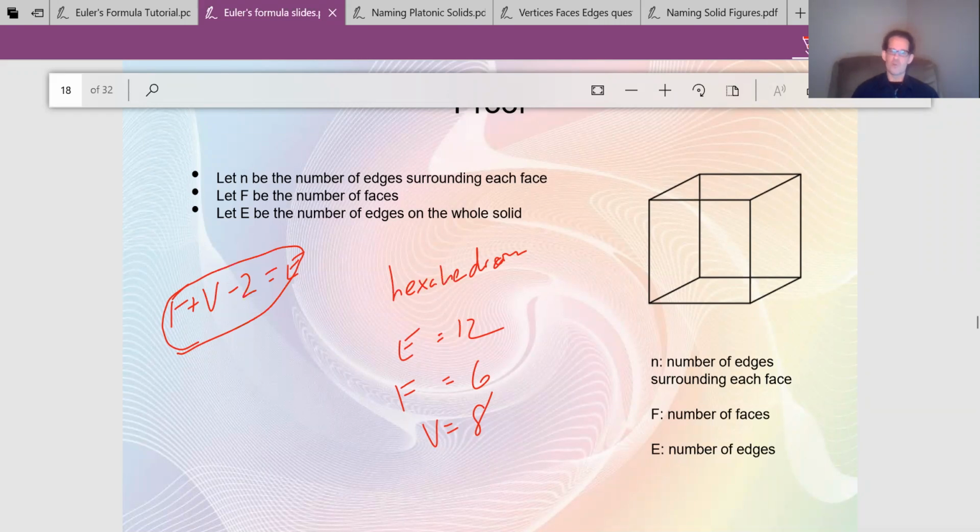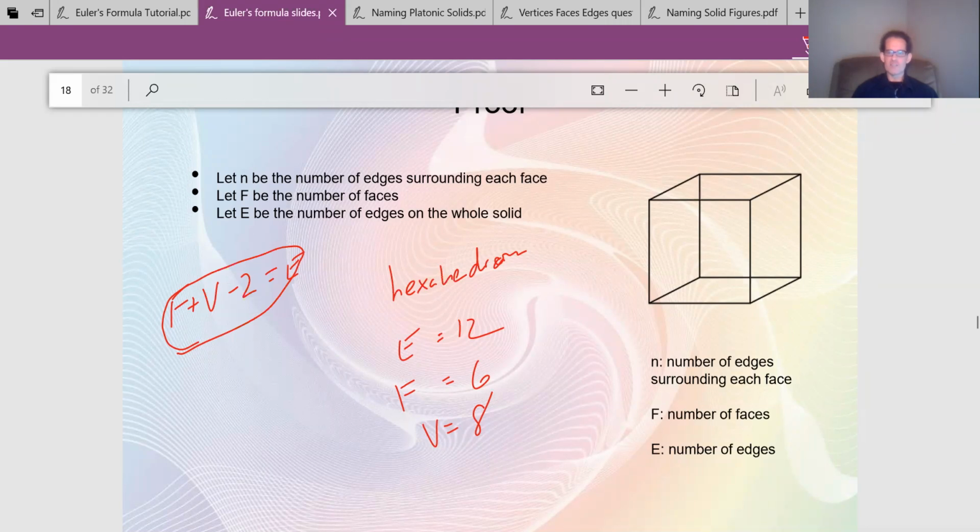Let's use Euler's formula. I have faces plus vertices. So I have 5 plus 6. 5 plus 6 minus 2 is supposed to equal my edges, which was 9. So I know 5 plus 6 is 11. Minus 2 equals 9. So it works.